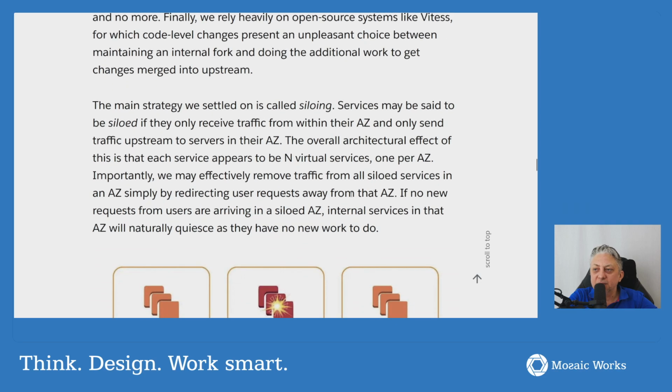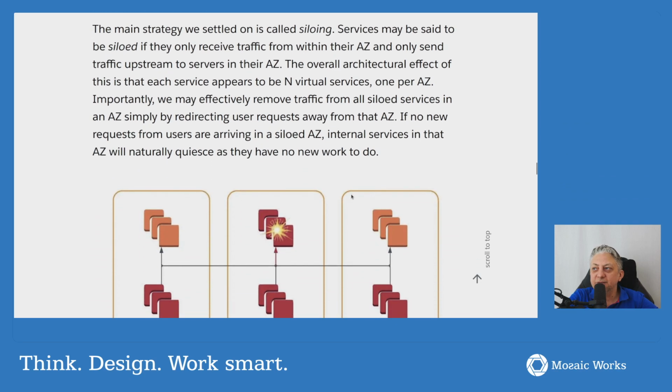The main strategy we settled on is called siloing. Services may be set to be siloed only if they only receive traffic from within their AZ and only send traffic upstreams to servers in their AZ. The overall architecture effect of this is that each server appears to be n virtual services, one per AZ.